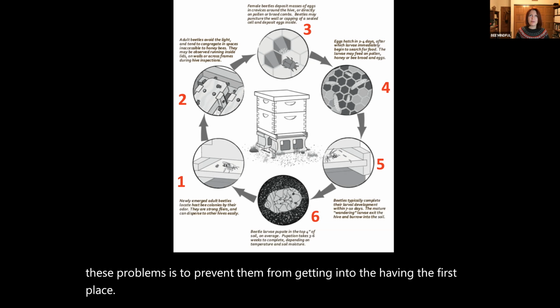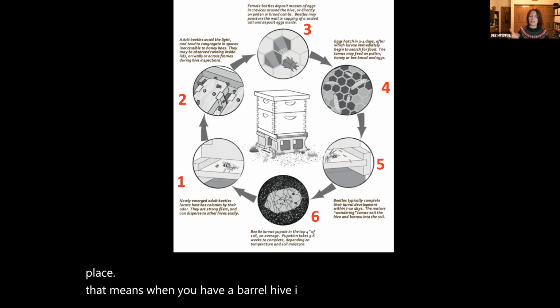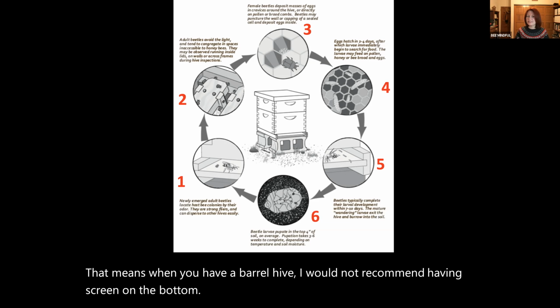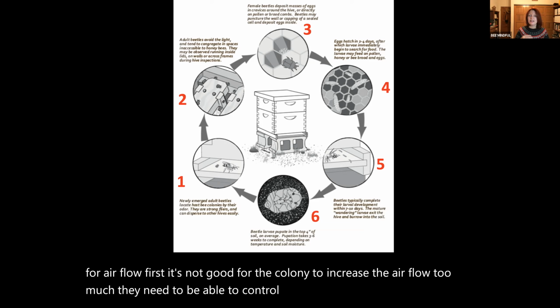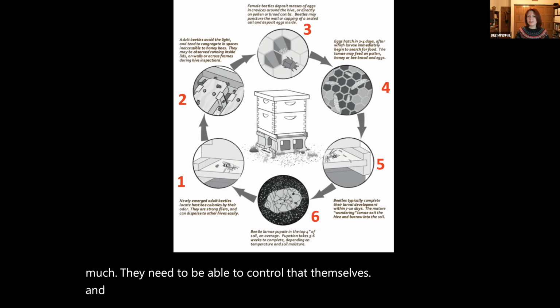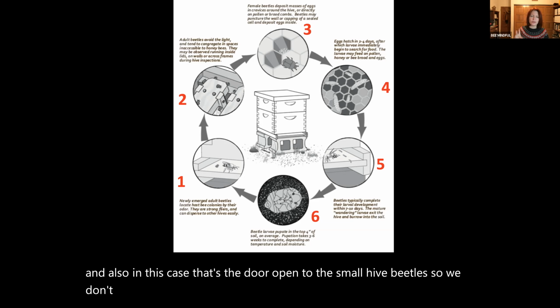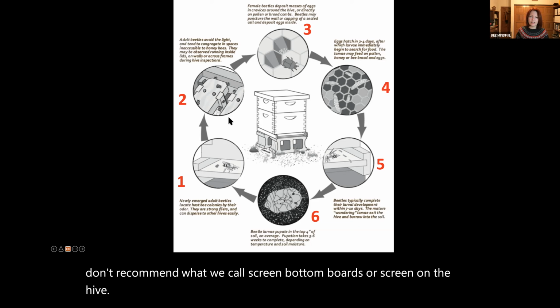That means when you have a barrel hive, I would not recommend having screen on the bottom for airflow. First, it's not good for the colony to increase the airflow too much. They need to be able to control that themselves. And also, in this case, that's the door open to the small hive beetles. So we don't recommend what we call screen bottom boards or screen on the hive. They should have only one entrance, really.